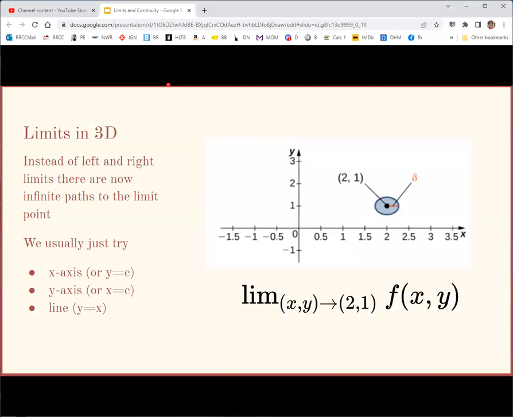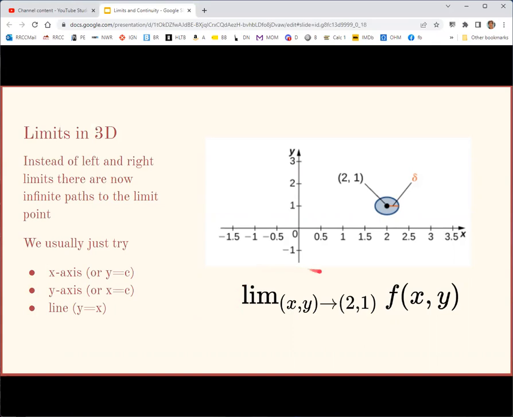Now, in three dimensions, we don't just have a left limit and a right limit. We actually have an infinite number of paths to get to the limit point because our domain, instead of being one-dimensional, is two-dimensional. We can never actually test all these paths, so we usually just try something parallel to the x-axis, something parallel to the y-axis, and then some kind of diagonal line to test it. And if those three all agree, then we usually maybe look at a graph too, and then assume that the limit is whatever those numbers are all equal to.